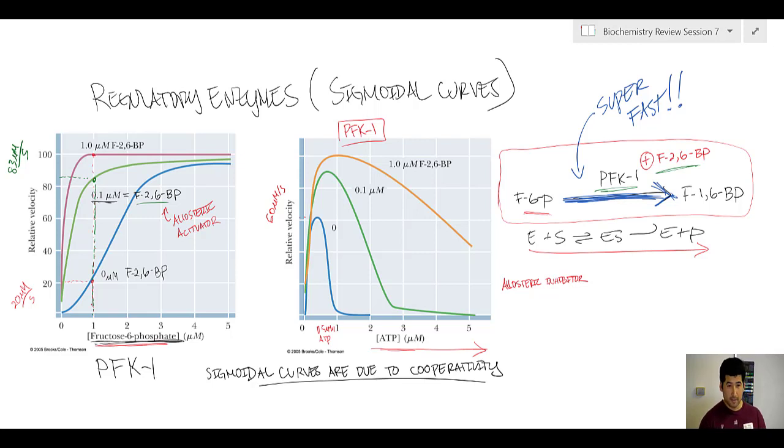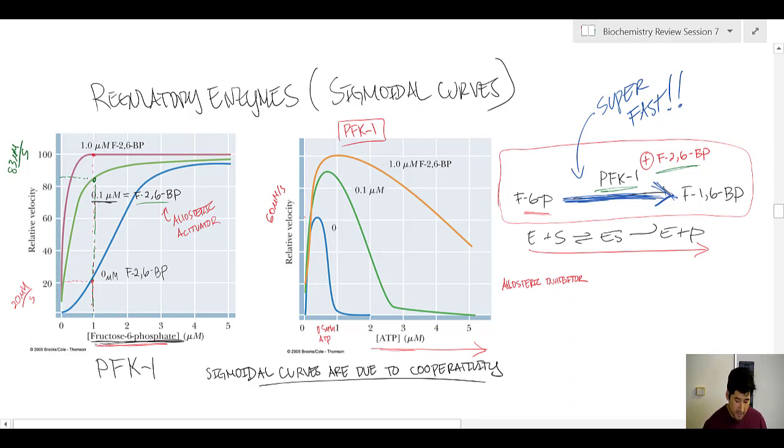It adds a phosphate, so it turns fructose 6-phosphate into what? Fructose 1,6-bisphosphate. So this is the normal reaction for PFK1. It takes fructose 6-phosphate and converts it to fructose 1,6-bisphosphate. When PFK1 has fructose 2,6-bisphosphate, what happens to the activity of PFK1? It increases. When there's a large concentration of ATP, what happens to the activity of PFK1? It decreases. Do you guys see that with the blue line?